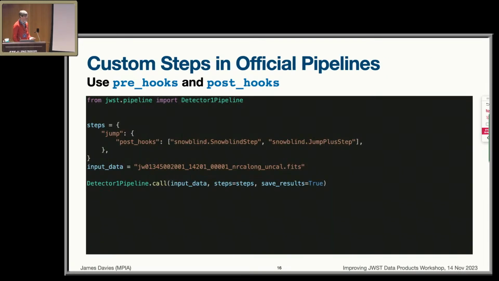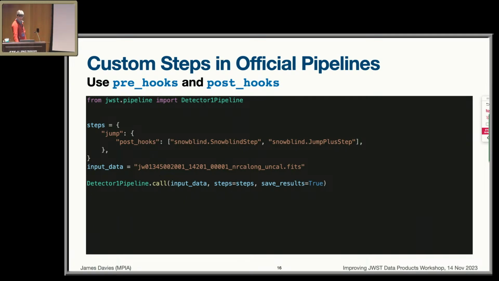So let's look at how you would do it. Here we're using the detector1 pipeline call. We have some input data. And for the jump step, we're defining a post hook. Hooks are lists of strings currently. And the string contains the sort of fully qualified name of the step. In this case, it's the Snowblind package, which you can install, pip install Snowblind. And so it's Snowblind step, jump plus step. But say you had a Jupyter notebook and you had a little sidecar.py file called Snowblind, it could find it there as well. But it's just a string telling the hook where to find the step.